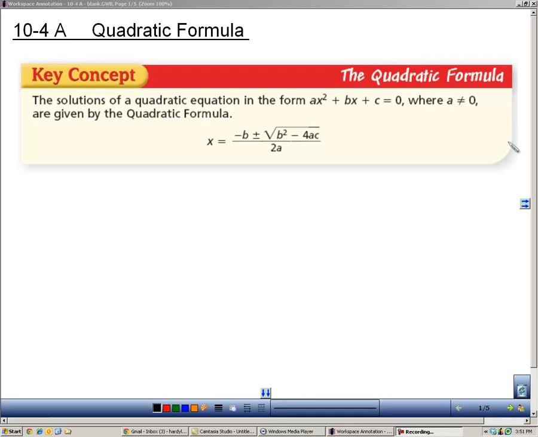Section 10.4a is about the quadratic formula. This is a formula that you can use to find the solution of a quadratic equation. Let me say that again. You can use this formula to find the solutions of a quadratic equation.